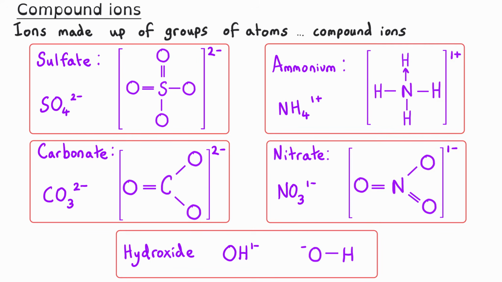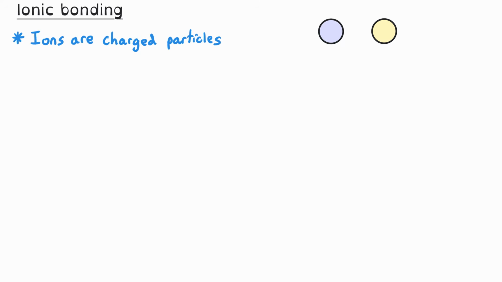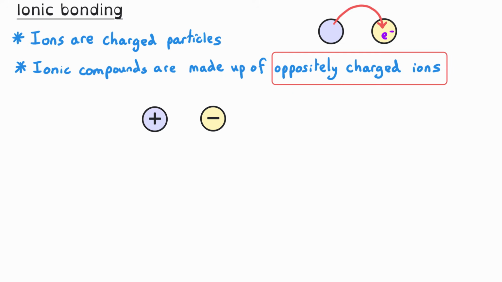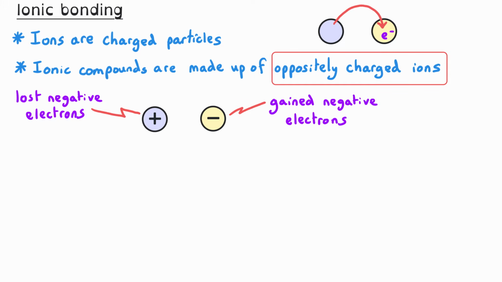As we have seen, ions are charged particles, and they are formed when electrons are transferred between atoms. Ionic compounds are made up of oppositely charged ions, and so we will have positive ions that have been formed because they have lost negative electrons, and there will be negative ions, and these have been formed because those atoms gained negative electrons to become negatively charged ions.